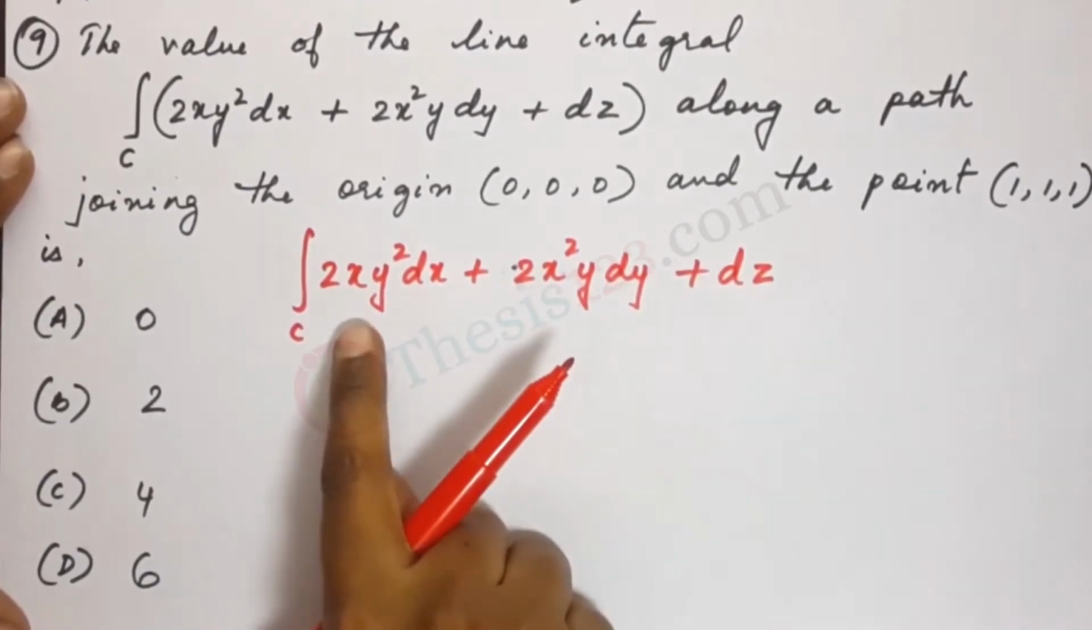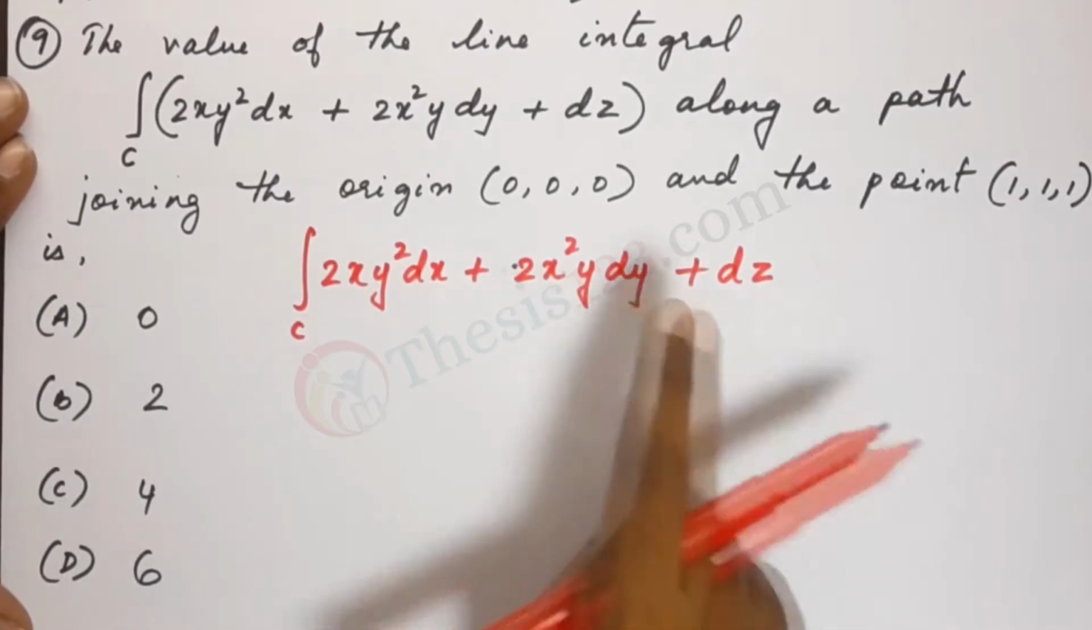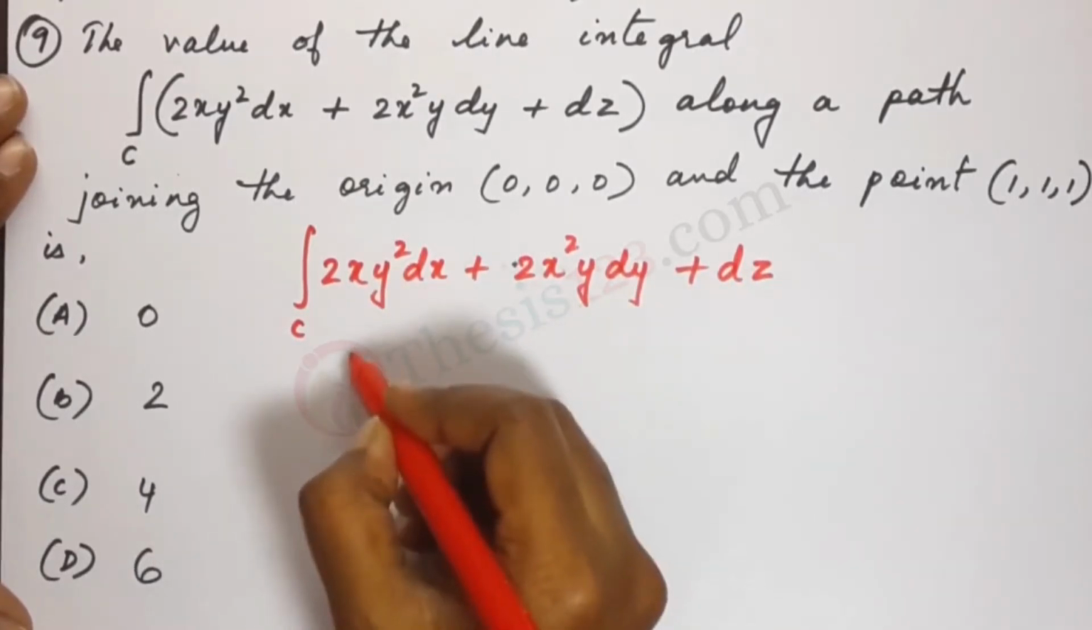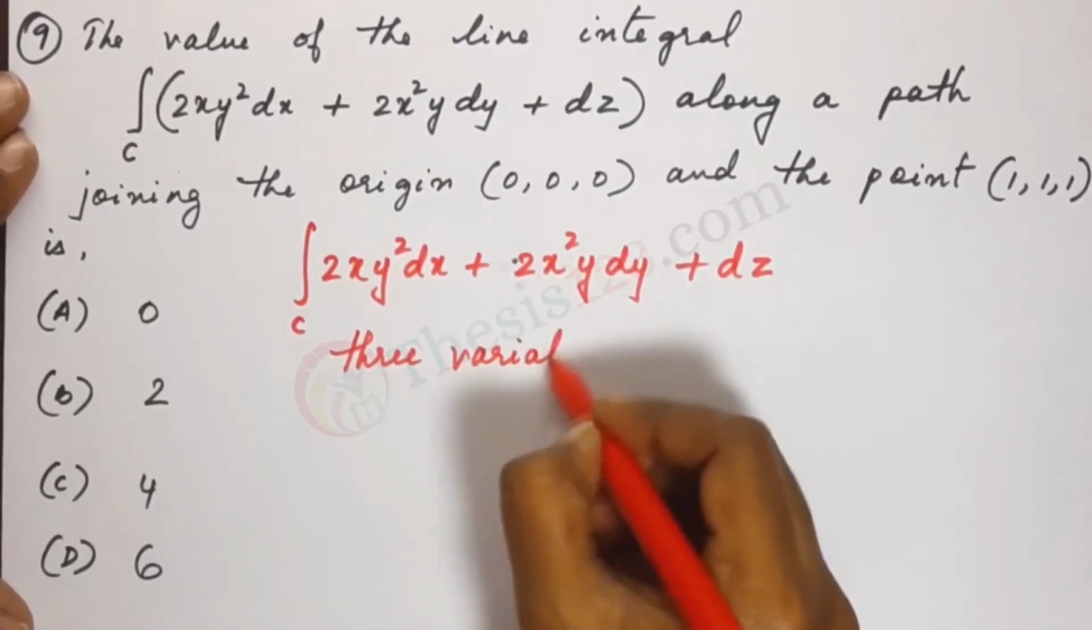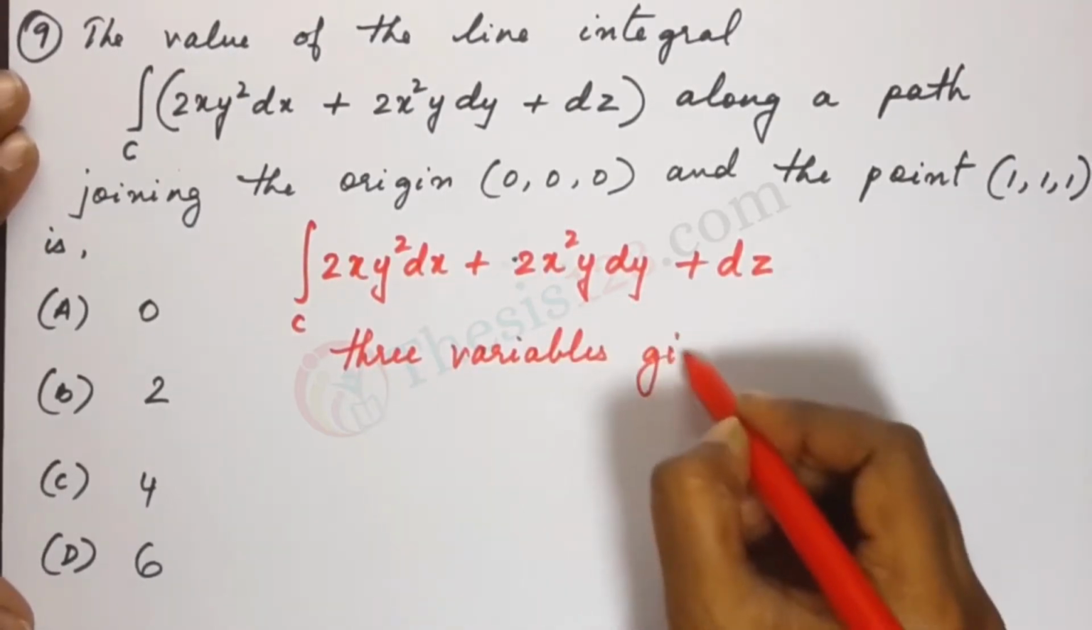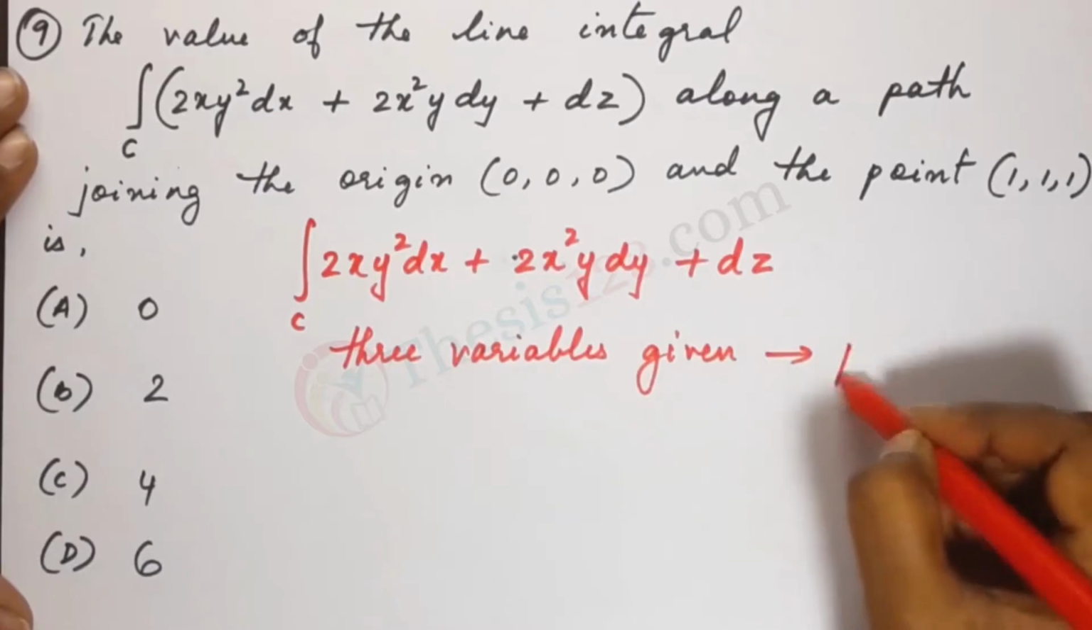So we have 3 variables x, y and z. So it is important for us to change the 3 variables given into a single parameter.